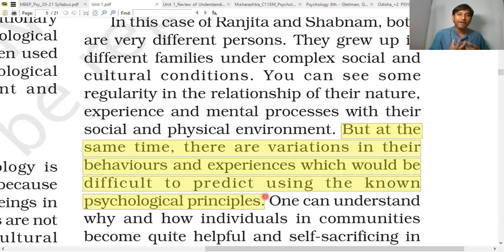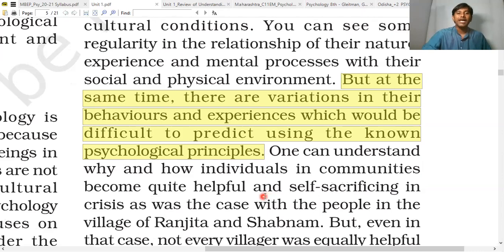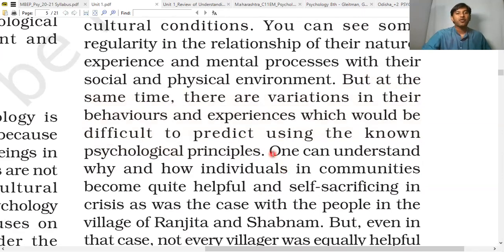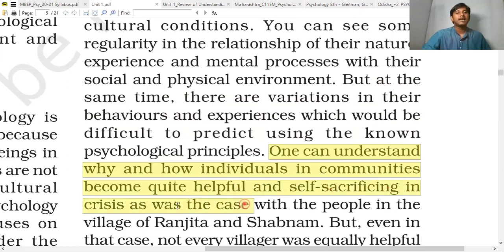What has motivated the family and the villagers to help each other? What has motivated the mother and grandmother to help Shabnam's mother set up their house? What has motivated Ranjita to call Shabnam to their house? What motive is behind it? All these conditions can be different, right? So these behaviors and experiences cannot be explained with the so far known psychological principles, but still they have to be understood. One can understand why and how individuals in communities become quite helpful and self-sacrificing in crisis.